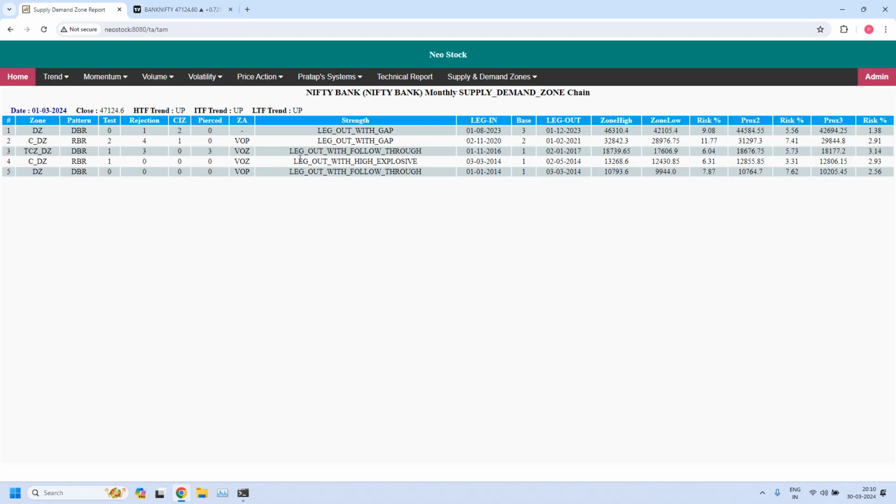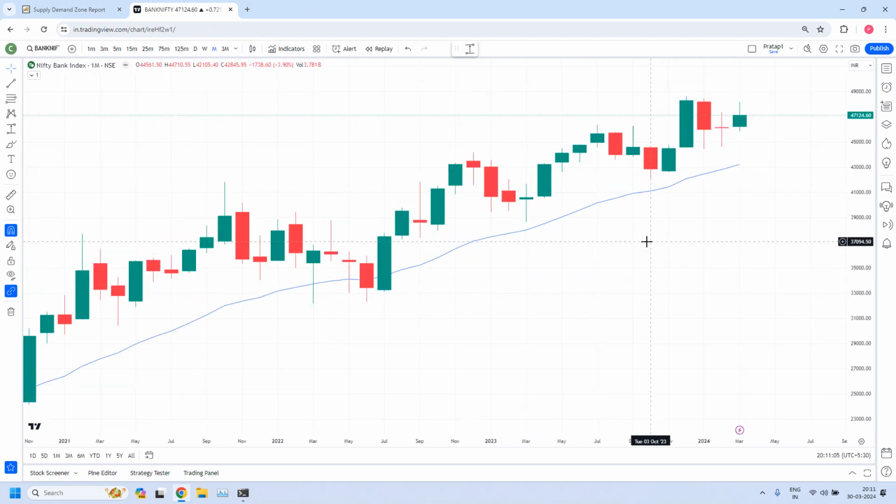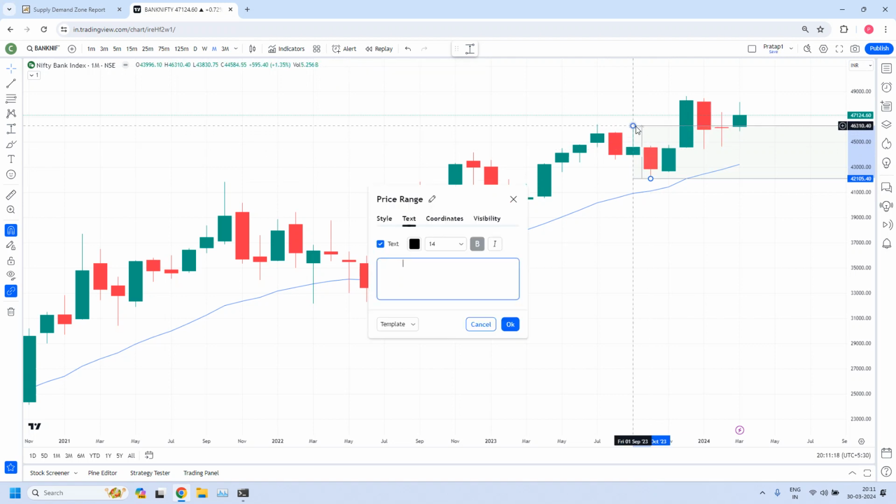So we already generated the chain for monthly time frame in Bank Nifty. Already we are having a demand zone having a leg-in date on 1st August 2023 and having 3 base candles. So let's draw the zone. So this is the 1st August 2023. We have 3 base candles. So let me draw the zone. And this is a monthly demand zone.